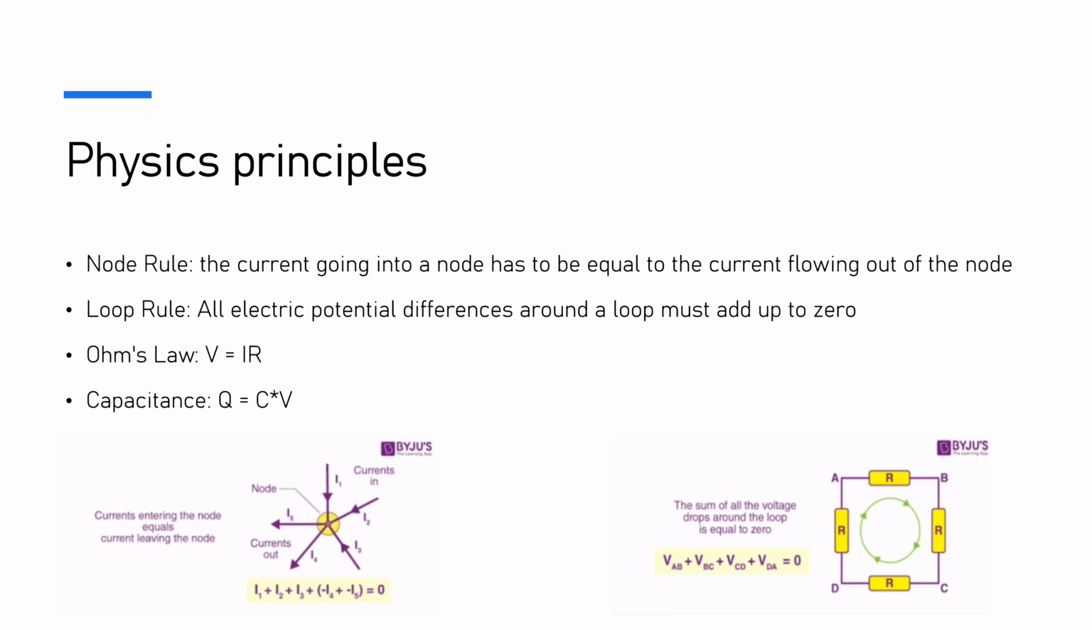For the physical principles of the lab, we had the node rule, which states the current going into a node has to be equal to the current flowing out of the node, as you can see in the diagram in the bottom left. The loop rule states that all electric potential differences around a loop must add up to zero, as you can see in the bottom right, with all of it summing to zero. Other super important principles at play are Ohm's law, which is V equals IR, voltage equals current times resistance, and capacitance, Q equals C times V.